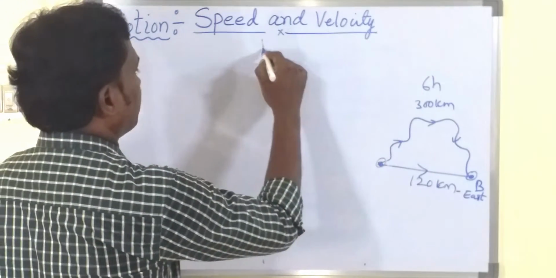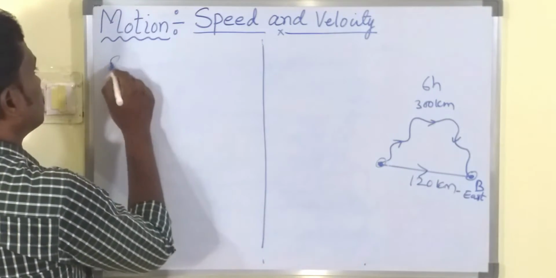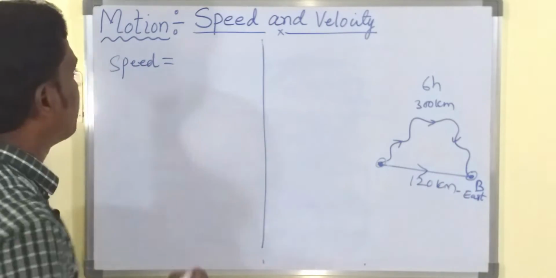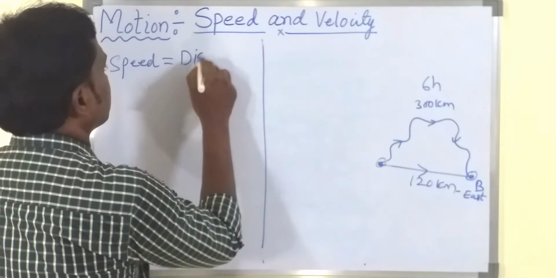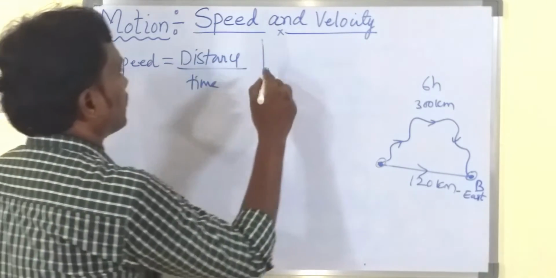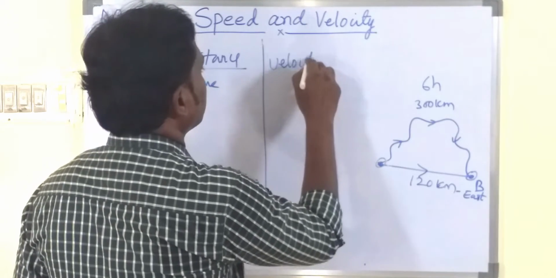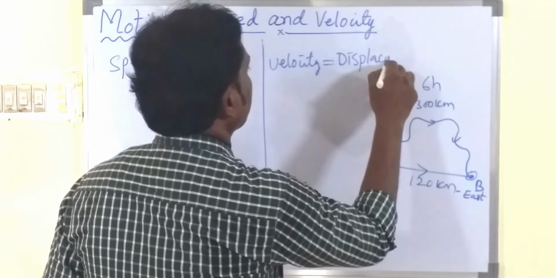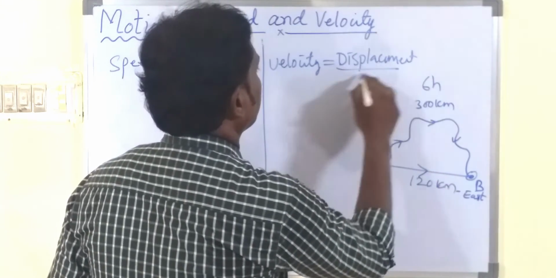See once again the speed and velocity. So, speed is defined as distance per time, and velocity is defined as displacement by time.